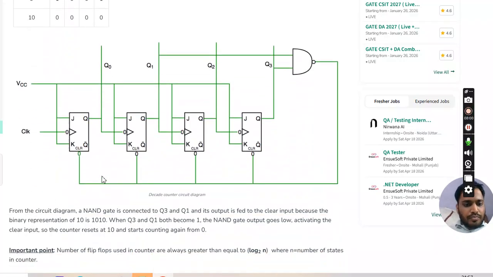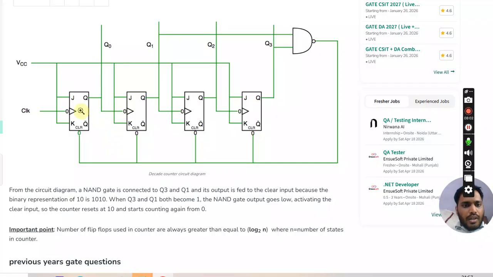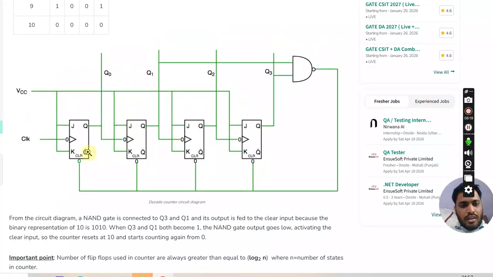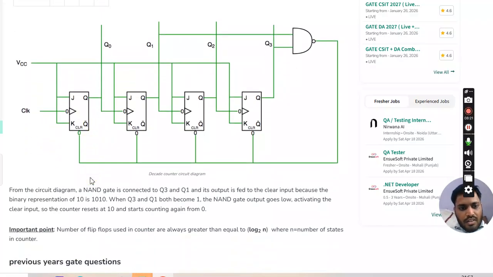So this is a decade counter, wherein we again have the JK flip-flops in series, and we have a clock signal. Here also we don't have all clock signals. One clock signal is there, and the next clock signal is the output of the previous flip-flop, like that. And another thing is we have a clear signal here, which I think is used to reset the output.